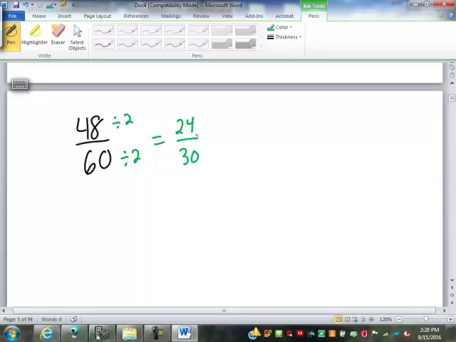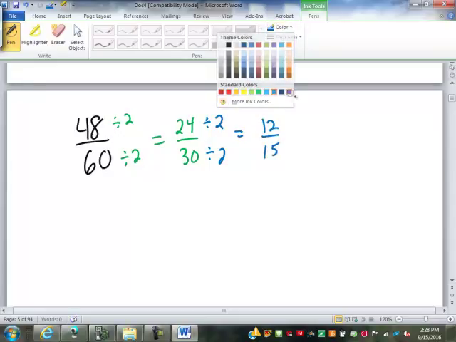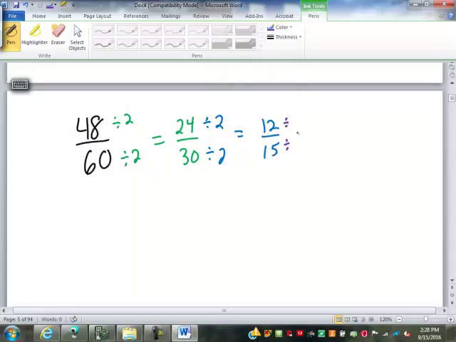And once we've divided by something, we've made them smaller, to me at least, it's a lot easier to see what else they can divide by. What else can they be divided by? What's that? 2 again. They're still both even. So 12 over 15, and still 3.